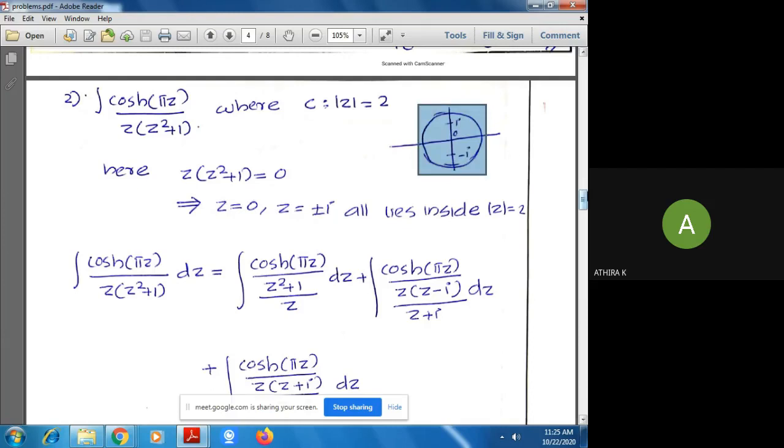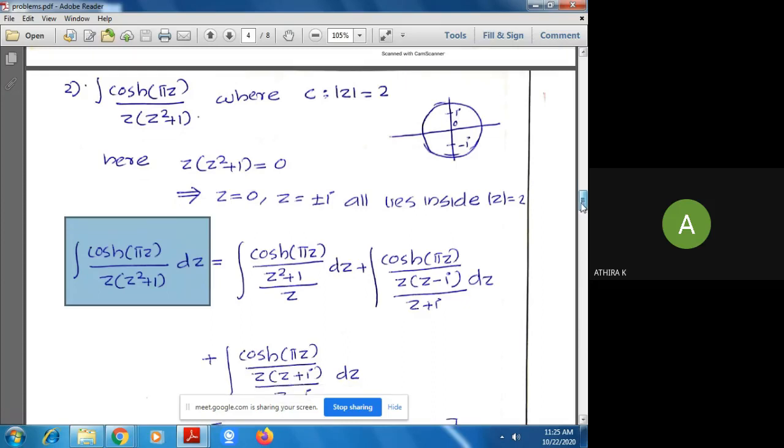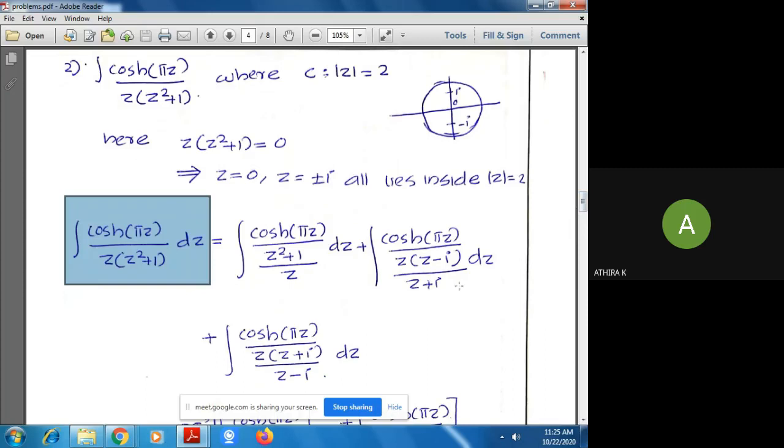So we split the integral at z = 0, z = i and z = −i, and add these three integral values, we get the integral of cosh(πz) divided by z(z² + 1) dz. First we consider z = 0 as the singular point of this function. So fix z in the denominator and take all the other terms as f(z). Here f(z) = cosh(πz) divided by z² + 1.